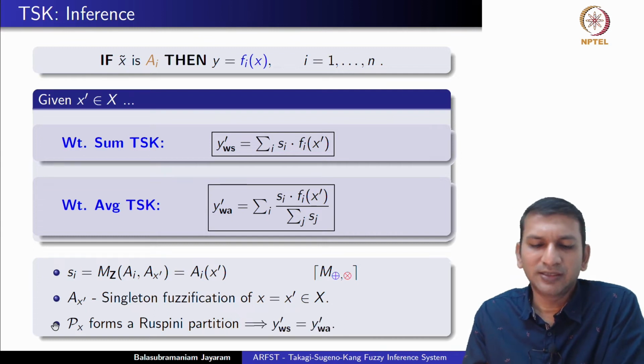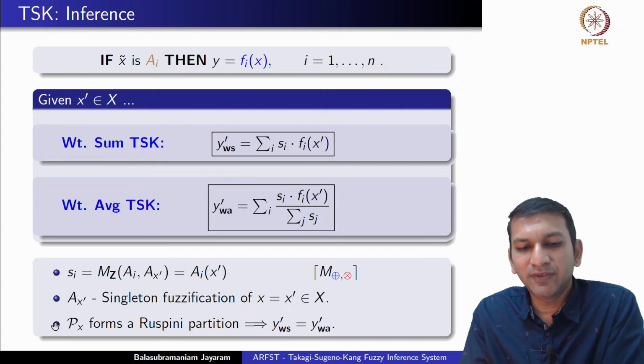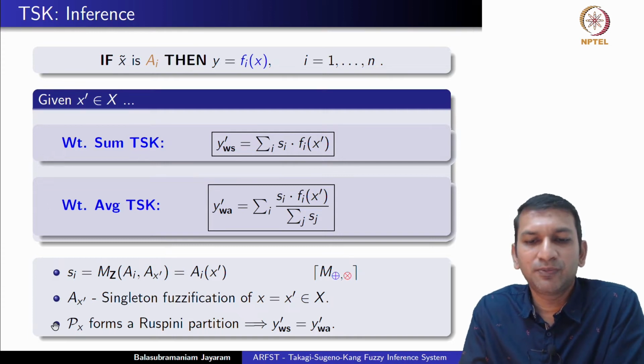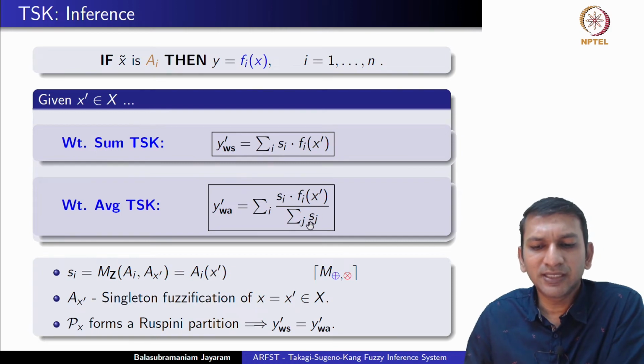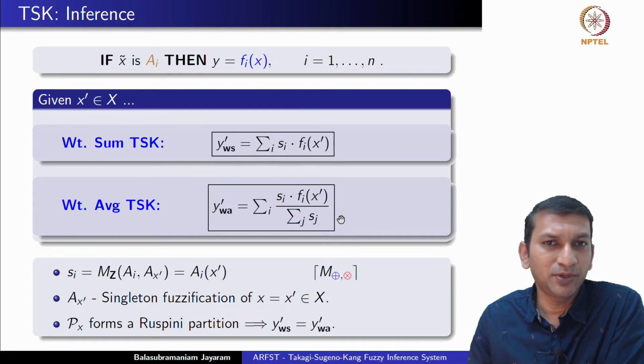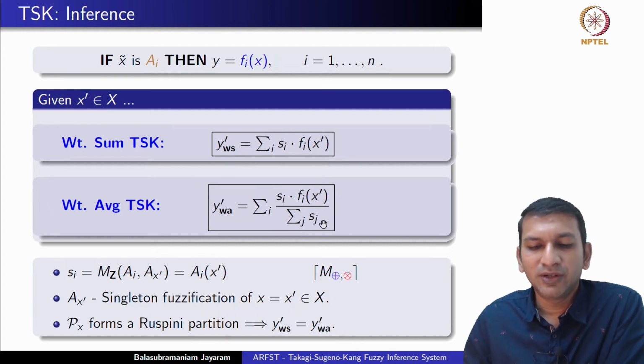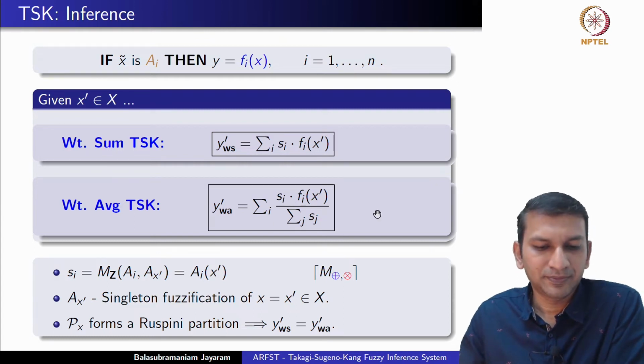then what is easy to see is that the output from both the weighted sum TSK and the weighted average TSK are going to be equal. Because in that case, what we would have is sigma j sj is actually going to turn out to be 1 because of the Ruspini partition. There's essentially Aj of x dash. So they will turn out to be 1, in which case these two are in fact identical.